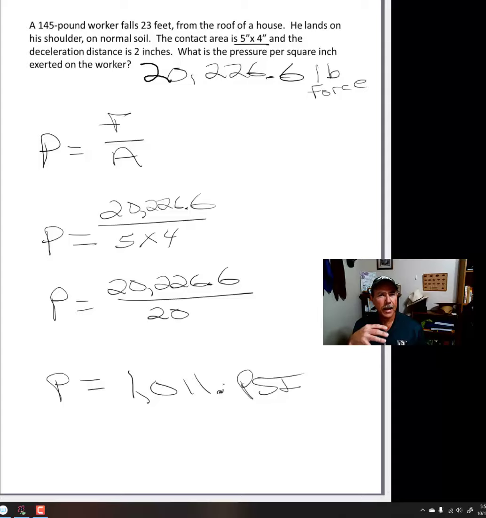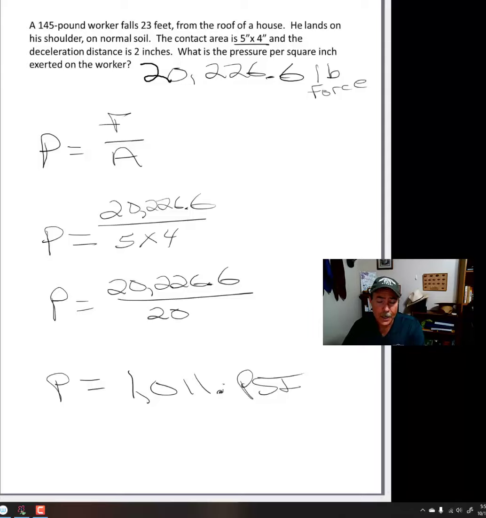Also, that kind of pressure is going to cause the organs within his torso to be bounced around inside the rib cage, and there's going to likely be internal damage. The brain will be moving around inside the skull, likely to be damage to the brain as well. Is this survivable? Maybe, but probably not, given this many pounds of force per square inch being exerted on the worker. But again, that's a quick rundown of the process for calculating pressure exerted on a worker from a fall.